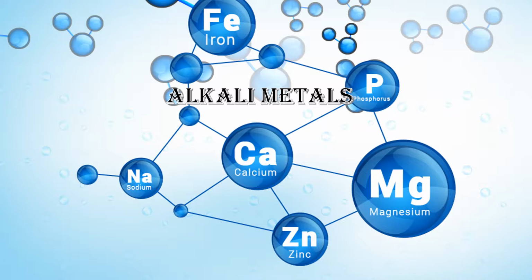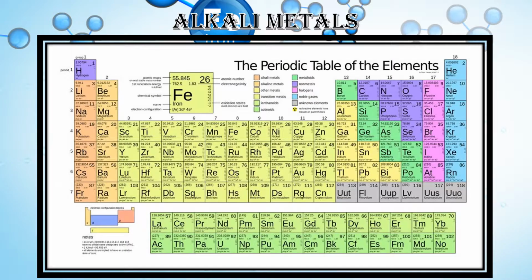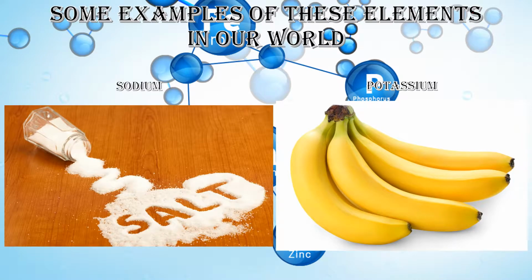First, the alkali metals. The alkali metals are the group right here. They have a charge of +1 and are exceedingly reactive. Alkali metals are malleable, which means they're able to be hammered into different shapes without breaking, and they're good conductors. Here are some examples of these that you can probably relate to better than me rambling on about various names on a table. Sodium is our common table salt, and potassium can be found in a nice yellow banana.